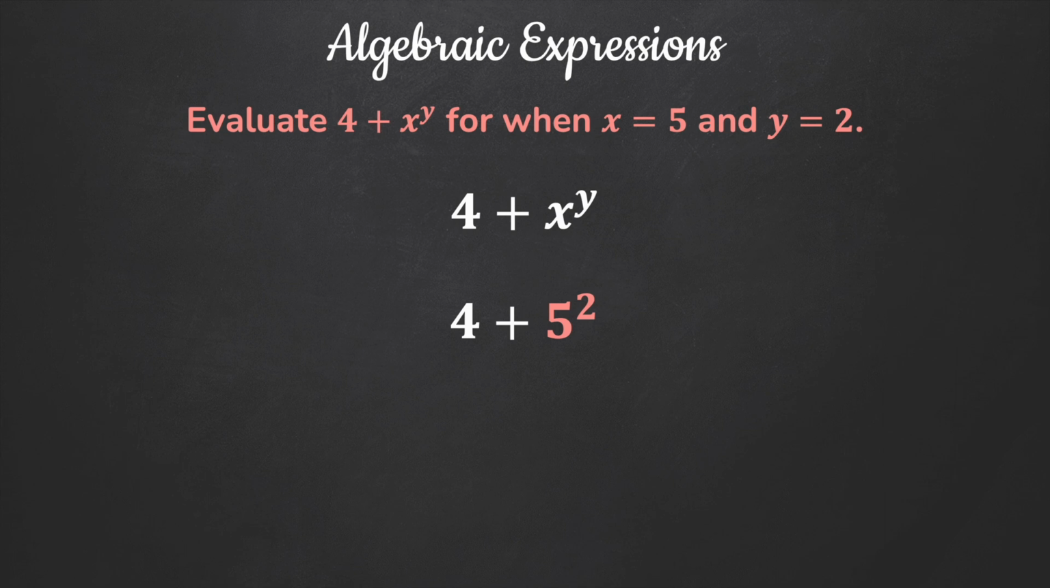And according to order of operations, we do the exponent first before we add. So 5 to the power of 2 is the same thing as 5 times 5, which is equal to 25. And 4 plus 25 is equal to 29.